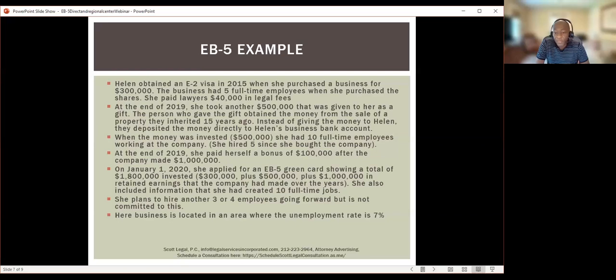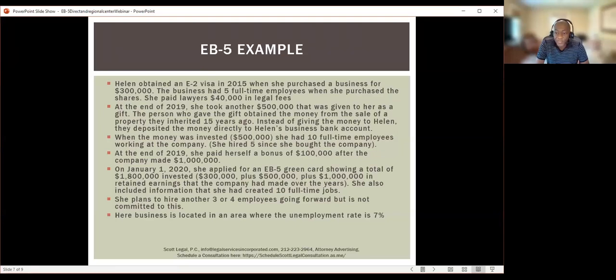Now, we're thinking of Helen. She had an E2 visa, and she got it in 2015, and she purchased a business for $300,000. The business had 5 full-time employees, and she paid the lawyer $40,000 in legal fees. At the end of 2019, she got $500,000 more as a gift from someone, and that person got the money from money that they inherited from someone. And then also, instead of giving the money to Helen, they deposited the money directly in Helen's business bank account, right? Sounds like it's not a problem, right?